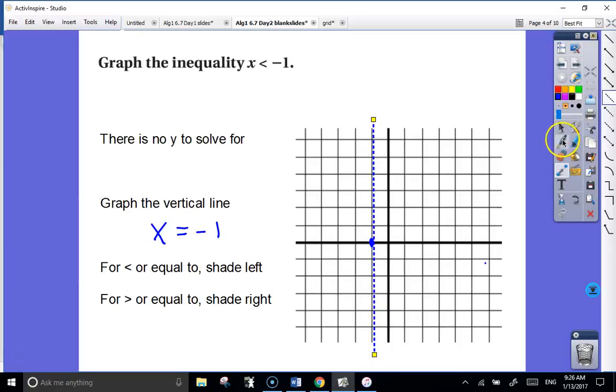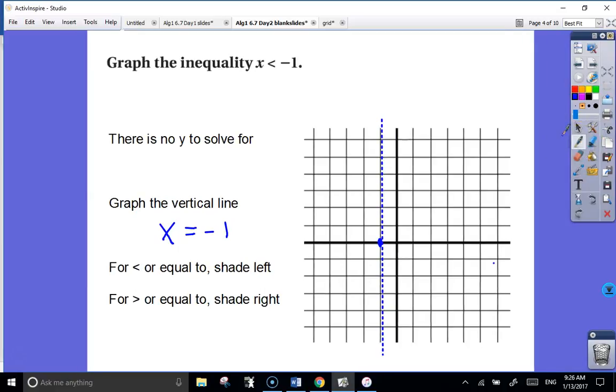Okay, now above or below is not going to work here. Now it's got to be left and right. If it's less than, shade to the left, right? If it's greater than, shade to the right. So in this case, it's a less than, so shade to the left. So that's the last two cases we hadn't seen. What happens if it's horizontal or vertical?